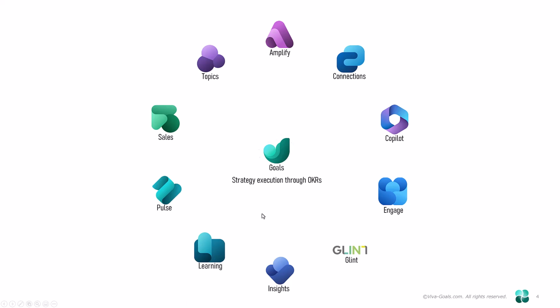So Goals, as I said before, is all about strategy execution through objectives and key results. Amplify allows you to create content once and then republish it in multiple channels. So it amplifies the message. Connections is a portal within Teams that allows you to connect to all relevant data, many of which will be contained from Viva, but other sources as well. Copilot, as I alluded to, is an AI capability overlay.